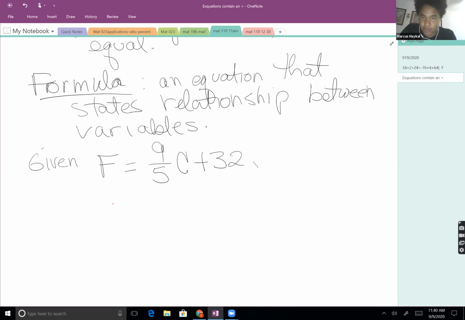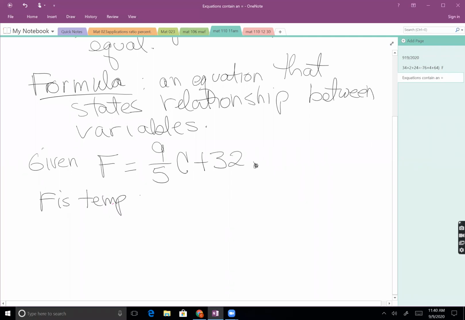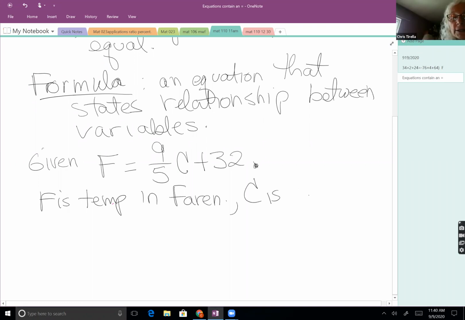Yeah, that was one of the homework problems. But in real life, has anybody ever seen this one? F is the temperature in Fahrenheit, and C is Celsius. I'm misspelling it. How do you spell Celsius? I think it's I-U-S without the C. Anyways, I can't spell, I can do math.